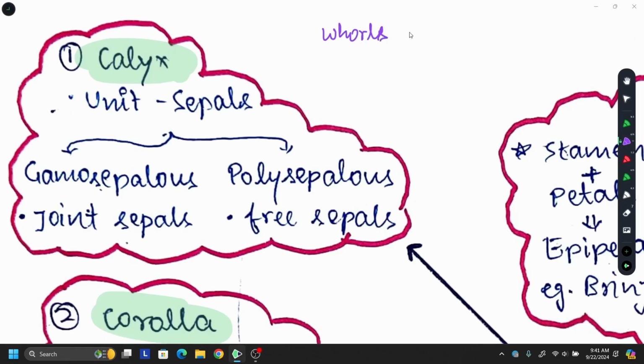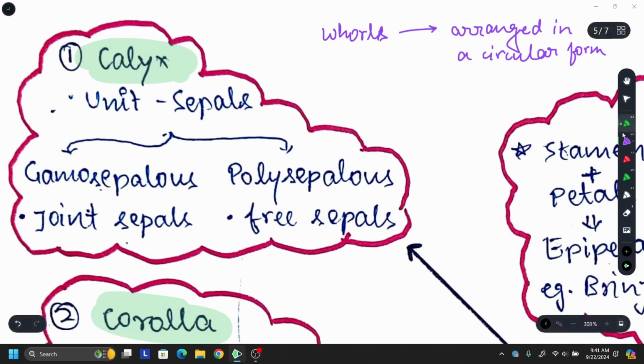Now, the word whorl basically means arranged in a circular form. So these calyx, corolla, androecium and gynoecium are all arranged in a circular form on thalamus. That's why they are known as whorls. So there are 4 whorls in a flower: calyx, corolla, androecium and gynoecium.